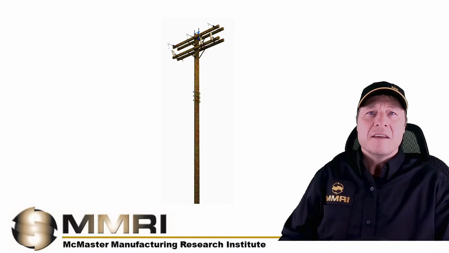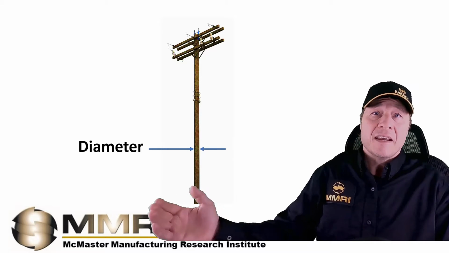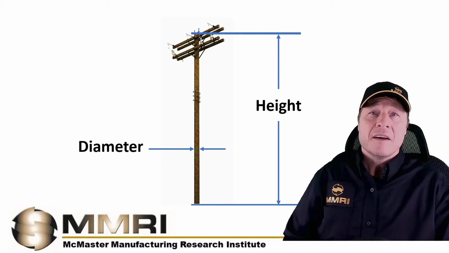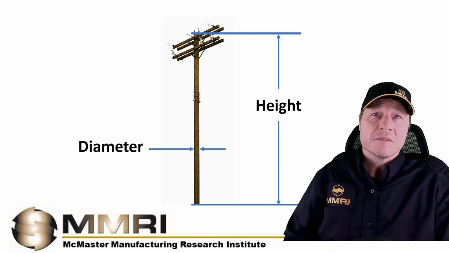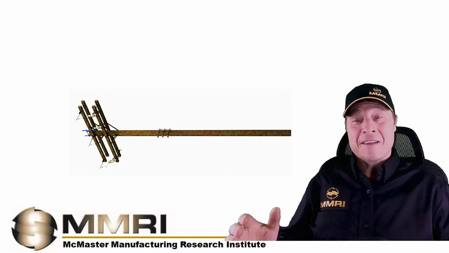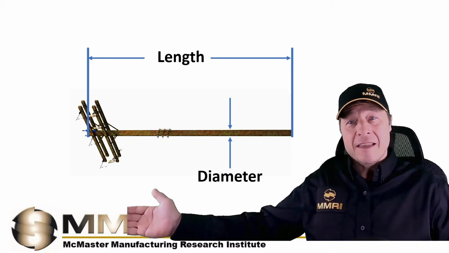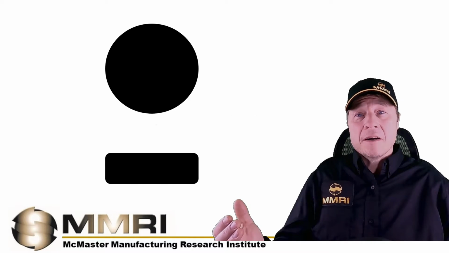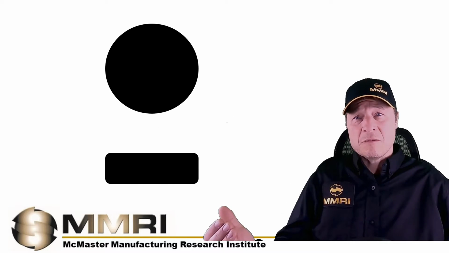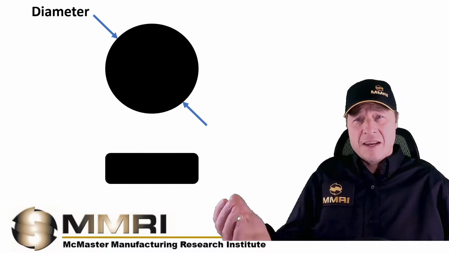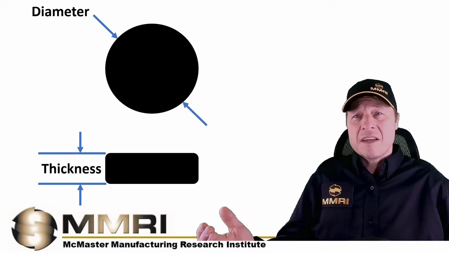A standing telephone pole can be described as having diameter and height, two terms. However, if the telephone pole were lying down, it could be described as having diameter and length. And a hockey puck could be described in two terms as well, as having diameter and having thickness.